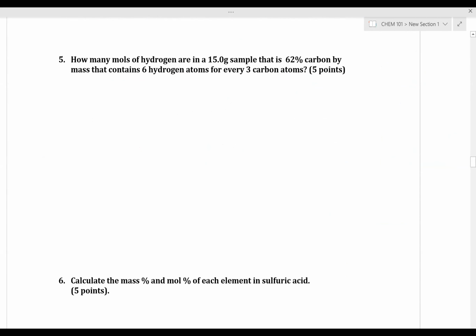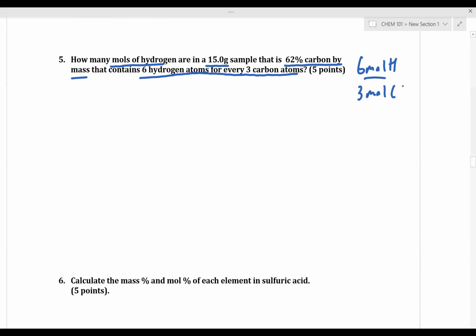Okay. Let's now move on to some more benign mass mole conversions. We're asked how many moles of hydrogen are in a 15-gram sample that is 62% carbon by mass that contains 6 hydrogen atoms for every 3 carbon atoms. Wonderful. Now, as we discussed in class, an atom ratio is the same as a ratio of what? Moles. So we essentially know in this problem we have 6 moles of hydrogen per 3 moles of carbon. We know that just given from our atom ratio.